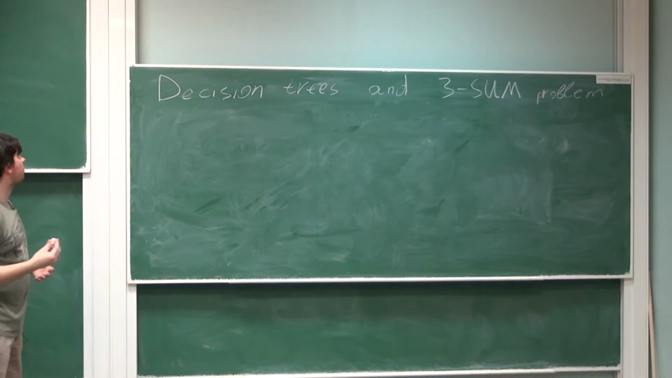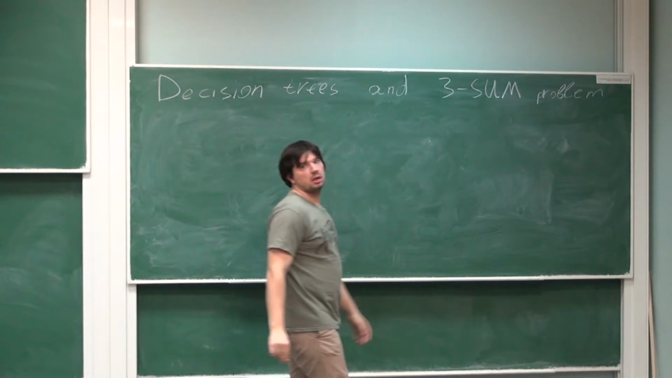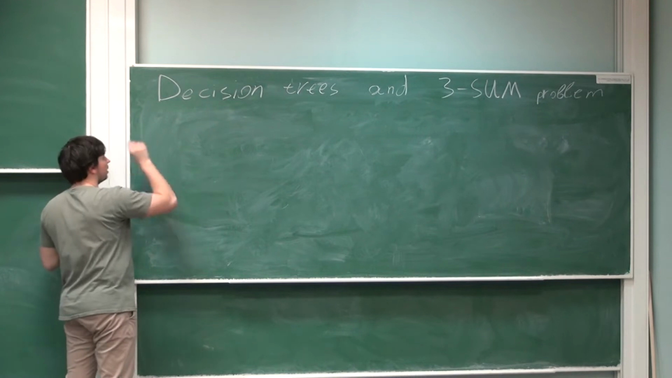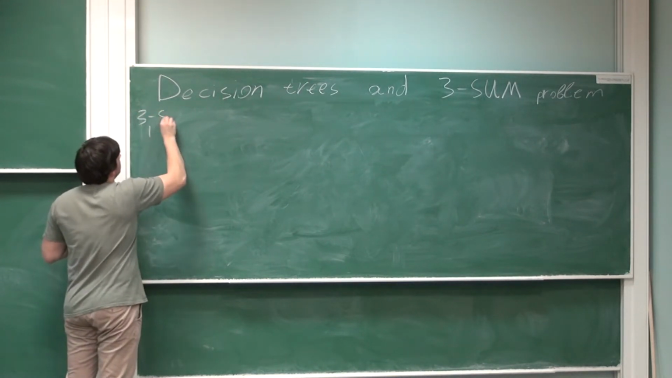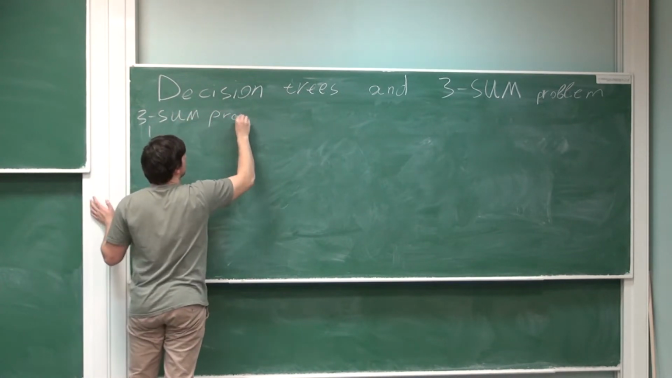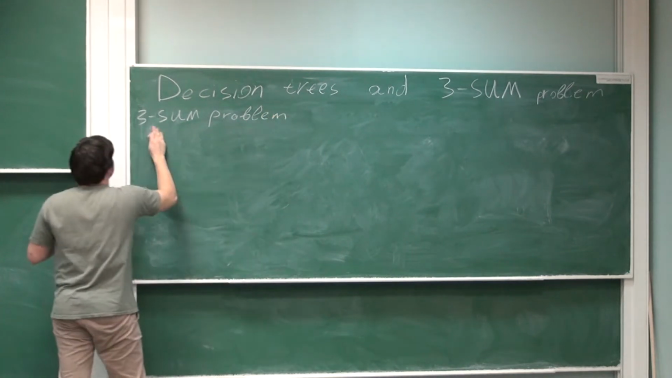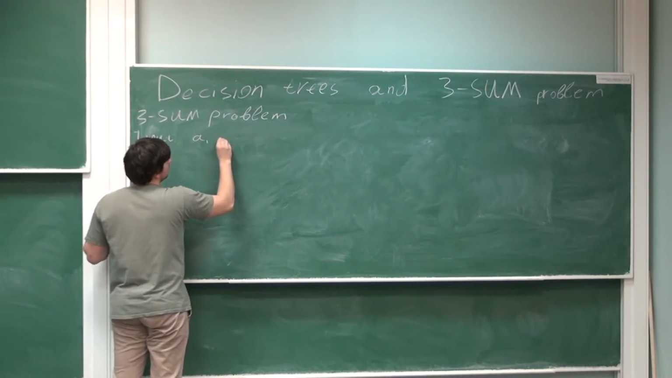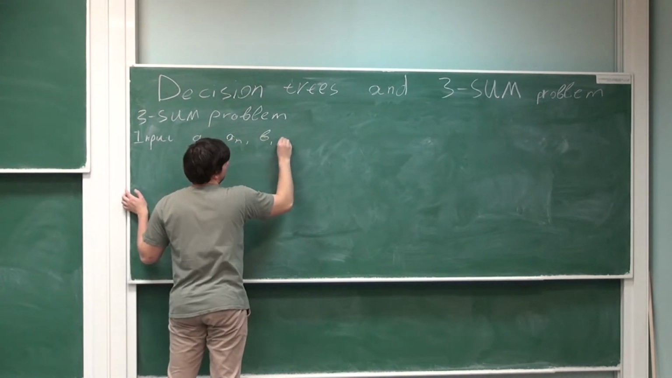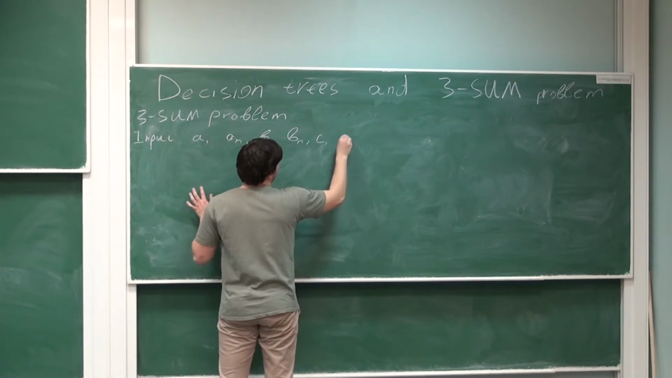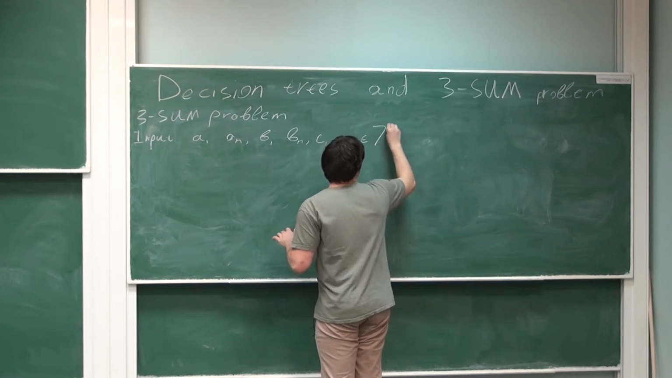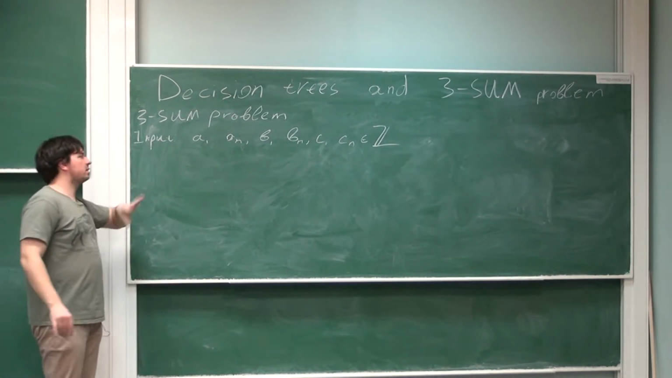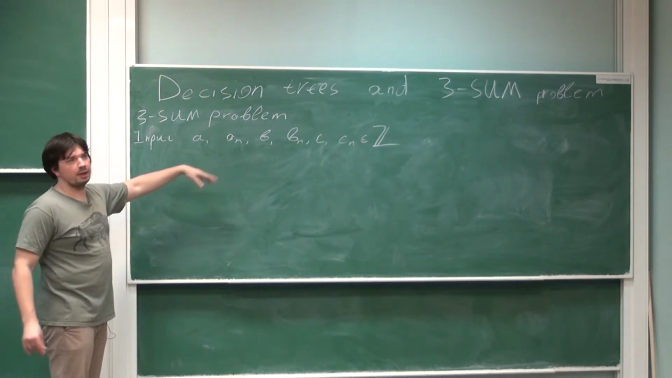So the problem we are looking at is the three-sum problem. There are two different definitions, and we will go with one of them. You have your input: numbers A1 through AN, B1 through BN, and C1 through CN, all just some integers. And let's assume that we can interact with integers in constant time, so we are not bothered by their size.